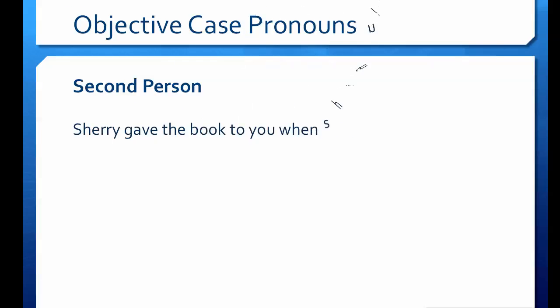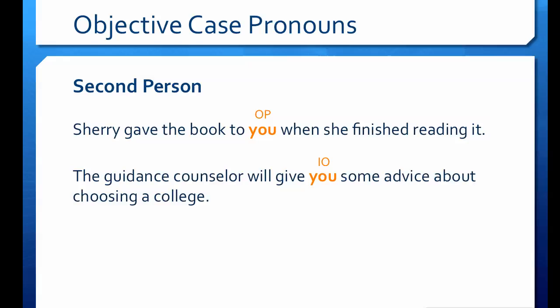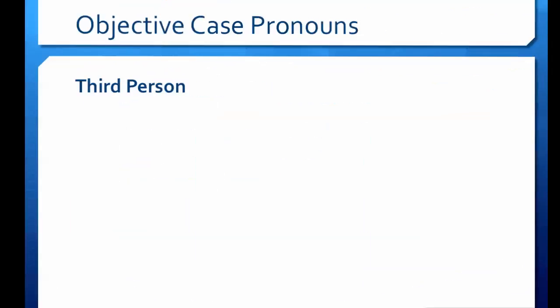Second person examples. Sherry gave the book to you when she finished reading it. You is the object of the preposition. The guidance counselor will give you some advice about choosing a college. You is the indirect object in this sentence.